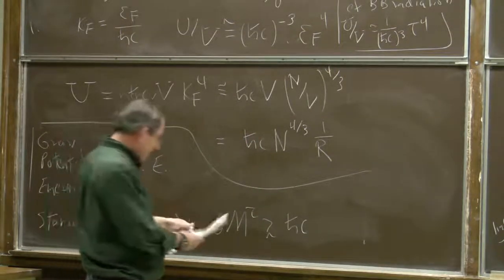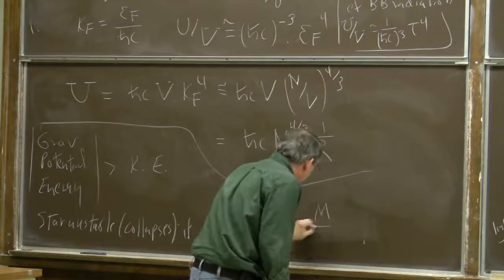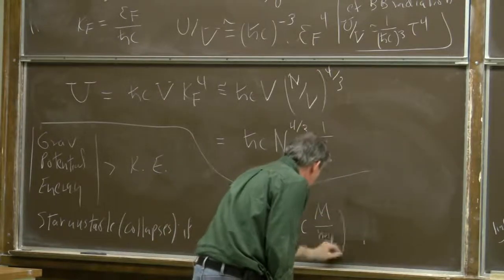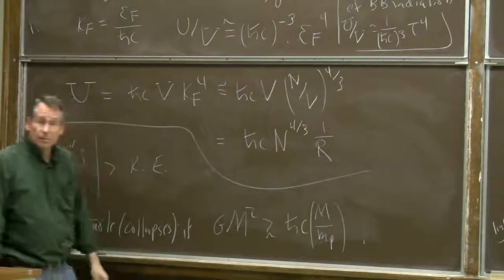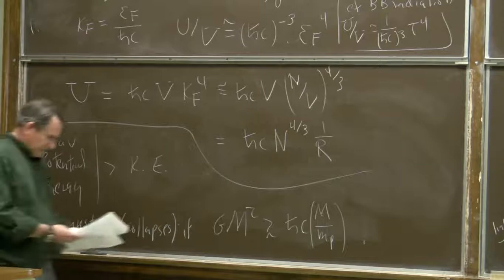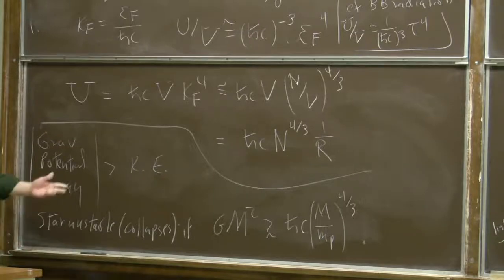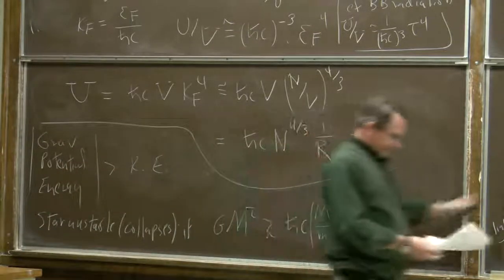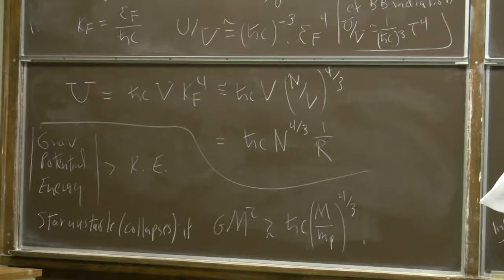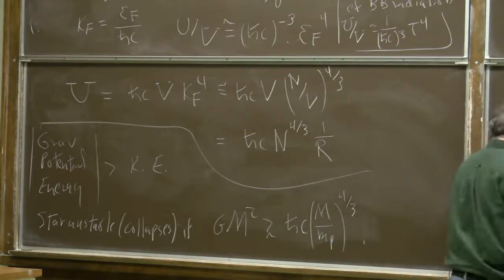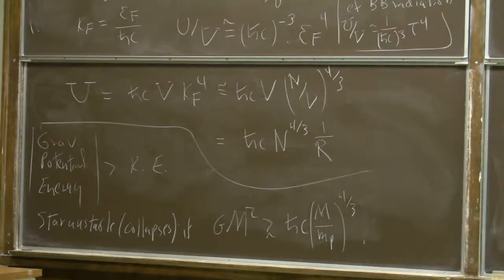And n to the 4/3, again, I will say the number of electrons goes like the number of protons, which is the total mass of the star, which is dominated by the protons, because they're much heavier than electrons, to the 4/3. So the condition for stability, that's actually, that inequality, if it's satisfied, means the star is unstable. And because the left-hand side goes like m squared and the right-hand side like m to the 4/3, once the mass is large enough, it'll be unstable.